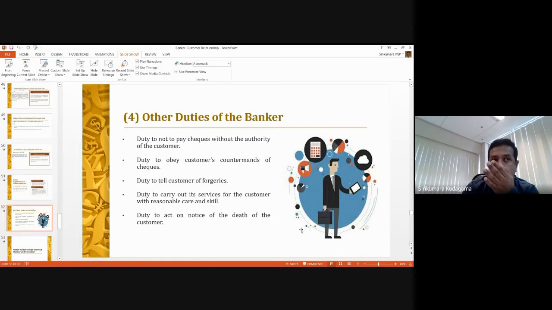What is the duty of care? Because of the nature of the relationship between these two parties, bank and customer, there are certain expectations that the bankers would work in a particular way, with a particular set of responsibilities. That is the reasonable care and skill expected of them.